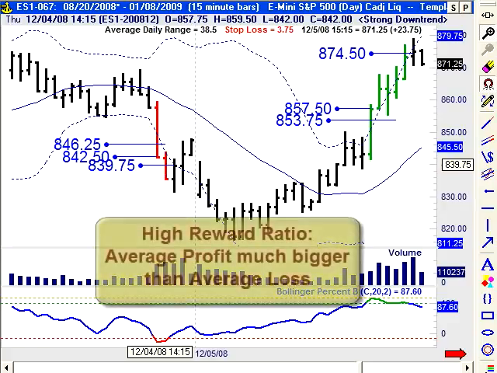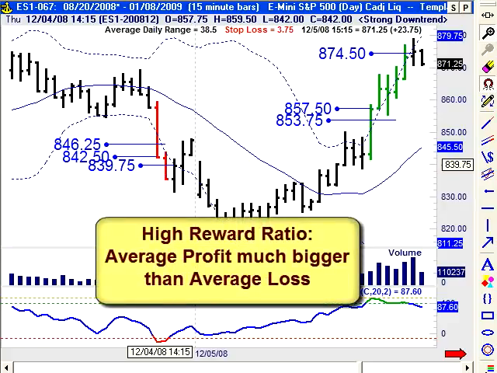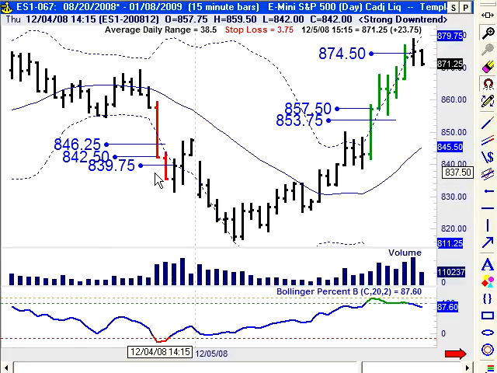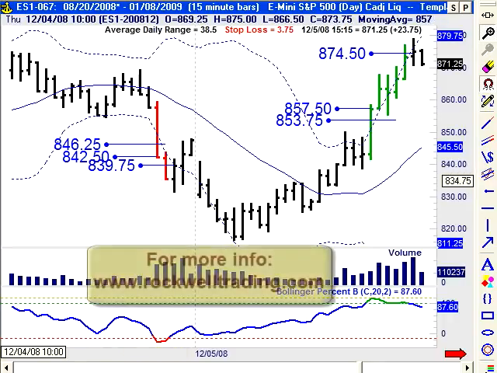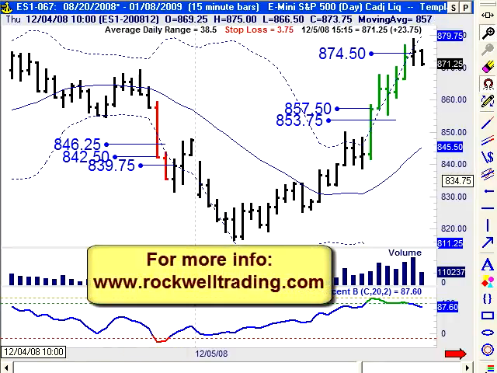This strategy has a high reward ratio. You will make much more money on your winning trades than you lose on your losing trades. But because of this high ratio, your winning percentage is rather low. It's approximately 40%. In summary, this is a simple and very effective breakout strategy that can be traded on a variety of markets, on the E-mini indices, on interest rates, grains, and even crude oil.